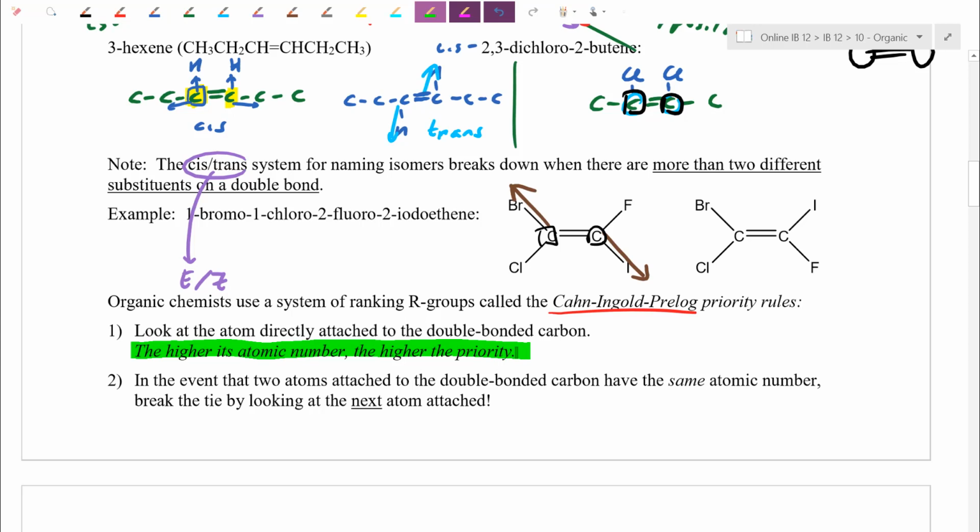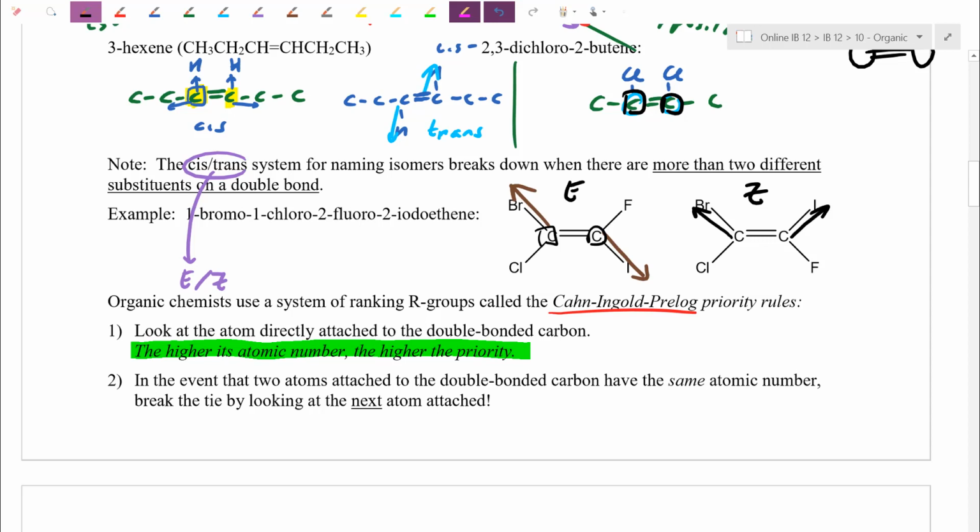And now we're going to say, if the high priority groups are across from each other, we're going to call this the E isomer. E is actually German for entgegen, which means opposite. If they happen to be on the same side, if the bromine and the iodine are both pointing up or both pointing down, this is the Z isomer. That's called zusammen, so that's the same side.